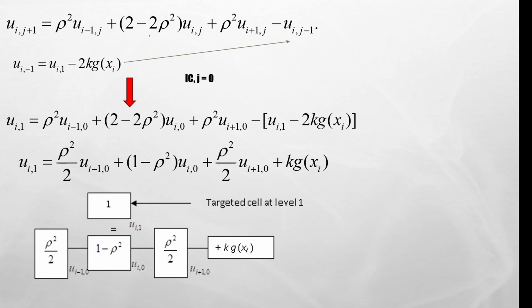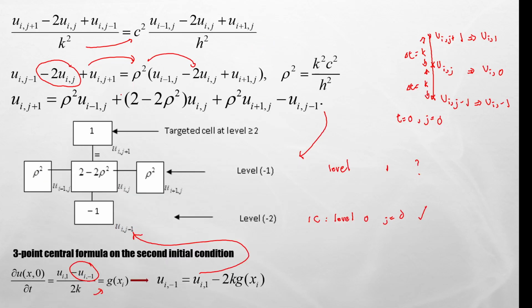Like here, that's what we stopped just now. u_{i,j+1} is equal to rho squared u_{i-1,j} plus 2 minus 2 rho squared u_{i,j} plus rho squared u_{i+1,j} minus u_{i,j-1}. This is the equation before we draw the 3-level molecule. So now we are going to plug in u_{i,-1} into here, provided j is substituted by 0.